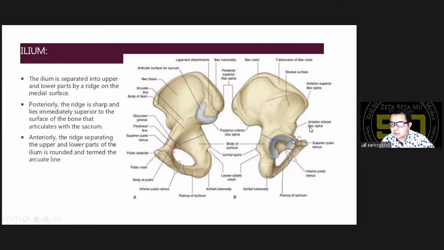This is your marker. This is medial. This is lateral. Okay. There's a ridge in the medial surface. It's actually this ridge. This one. Can you follow my arrow? Just follow my arrow.